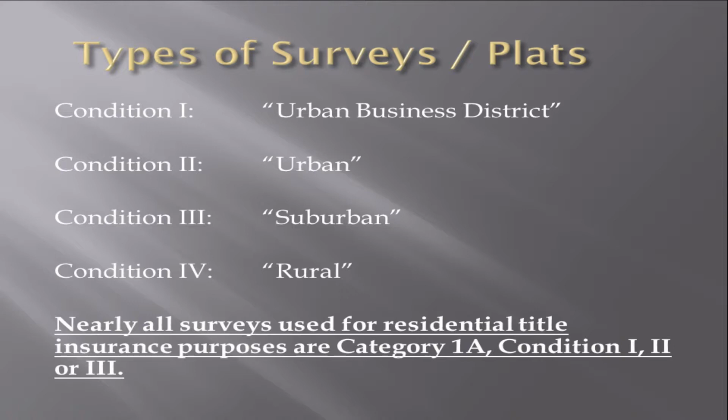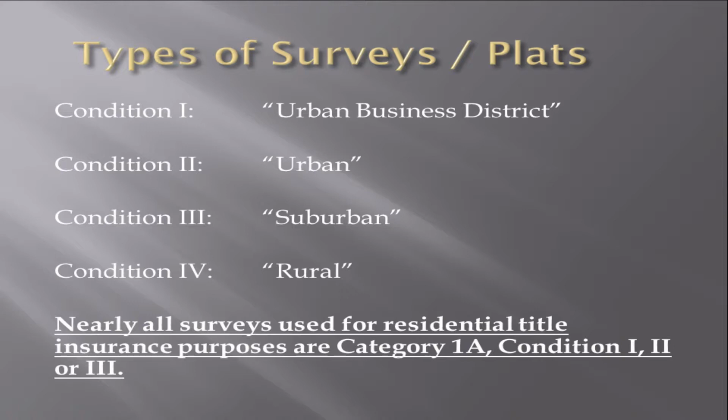So condition 1 is called the urban business district. That's a downtown business district of any city, town, or village. Downtown Dallas, downtown Fort Worth. You might, for example, have a Category 1A Condition 1 survey if you were doing something downtown. Condition 2 is urban, and that is defined by the manual as all land within the corporate boundaries or limits of a city, town, or village lying outside a downtown business district. So it has different measurement criteria.